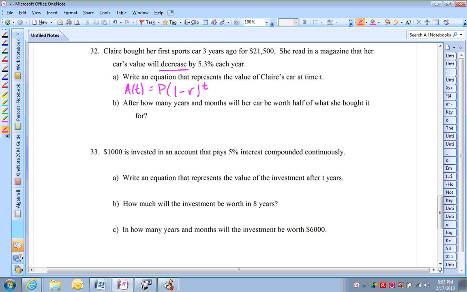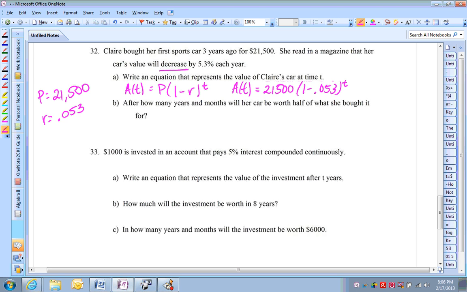And in this case, we have a decreasing value, so we're going to put that subtraction sign between the 1 and the r. The way I write this is A of t equals, P is the initial value of $21,500, so I plug that in for P. And then the rate, r, it's decreasing by 5.3%. When we convert that percentage to a decimal, it's 0.053. So it's 1 minus 0.053 raised to the t.